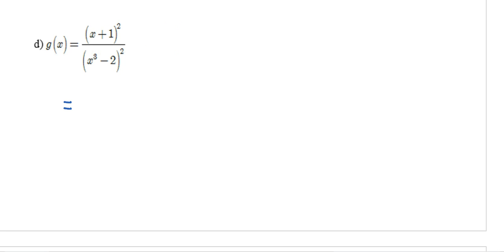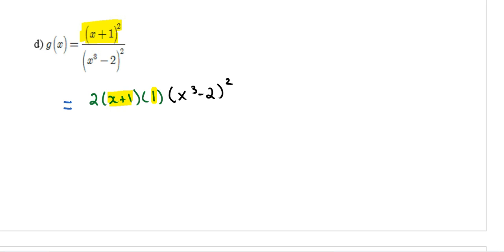Okay, so the quotient rule states that I need to take the derivative of the numerator first. So what's the derivative of the numerator highlighted in yellow there? Well, that's simply going to be 2 times x plus 1 to the power 1 and times by the 1 here. So this 1 here is simply the derivative of x plus 1. So if you take the derivative of x plus 1, and once you apply the chain rule here, you just get a 1 there. Okay, so that's the derivative of the numerator, and then I need to multiply by the denominator, which is just x cubed minus 2 to the power of 2.